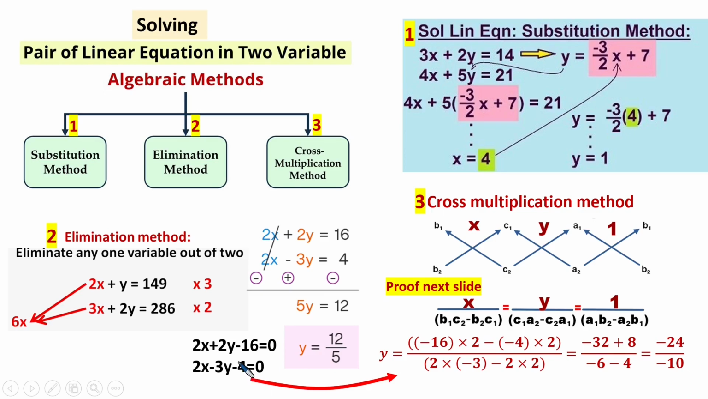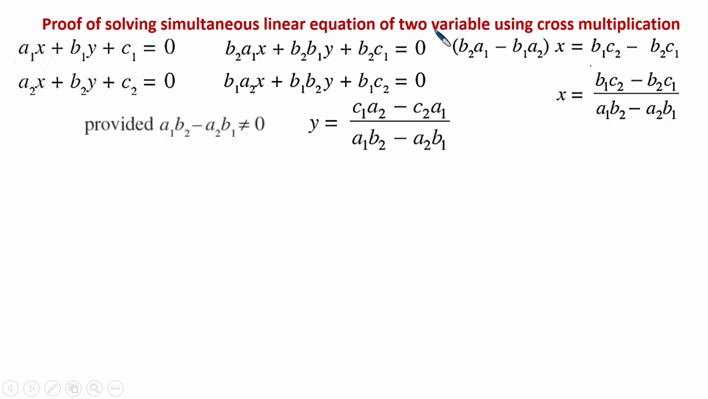So here I have the equations 2x plus 2y minus 16, where this 16 comes here, and 2x minus 3y minus 4, where this minus 4 comes here. I know that y is equal to 12/5, which I got from the elimination method. So y will be this quantity: c1 a2 minus c2 a1 divided by a1 b2 minus a2 b1. Here I have written y equal to c1, which is minus 16, into a2, which is 2. Just go through it, substitute these values, and you will get minus 24 by minus 10, the minus signs cancel, and it becomes 12/5. Just go through these values, and this will be clearer in the next slide. Here it is: proof of solving simultaneous linear equations of two variables using cross multiplication.